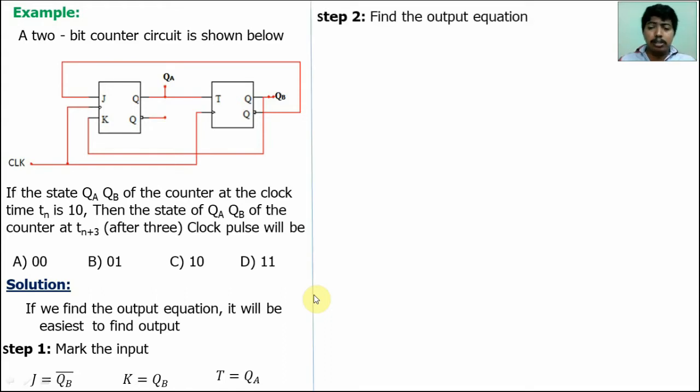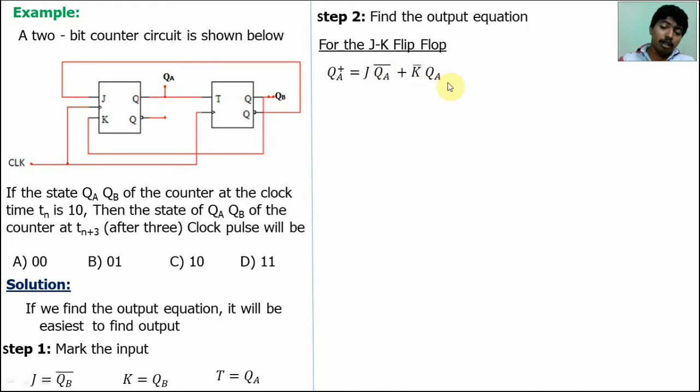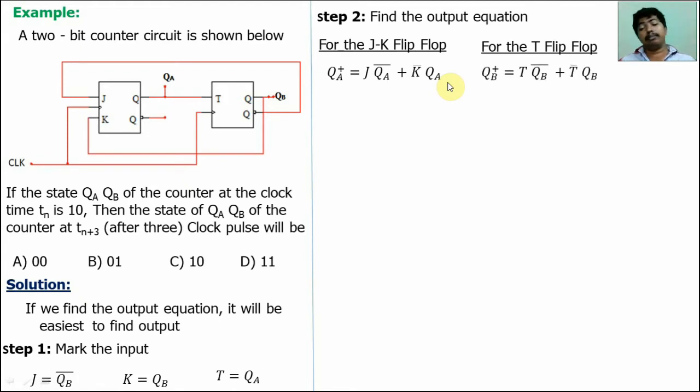The second step is we have to find the output equation. Already we know the characteristic equations of all the flip-flops: SR flip-flop, JK, T and D flip-flop. We already discussed them. So the equation for the JK flip-flop is QA plus is equal to J QA bar plus K bar QA. For the T flip-flop, QA plus is equal to T QB bar plus T bar QB, an XOR gate. Substitute the input values in the equation, and you will get the output equation.